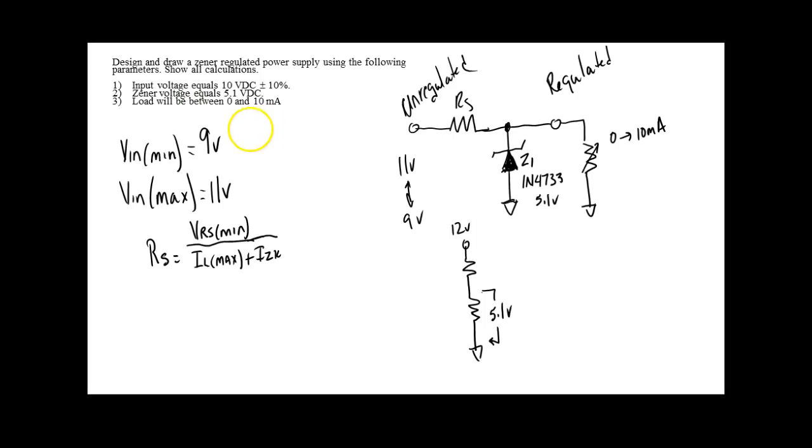Okay. So we'll go ahead and calculate. So VRS minimum would be equal to what? That formula's on there too, right? It would be equal to VIN minimum minus VZ, 5.1. So what's the minimum voltage it's going to have to drop? 4.9 volts? 3.9, sorry.